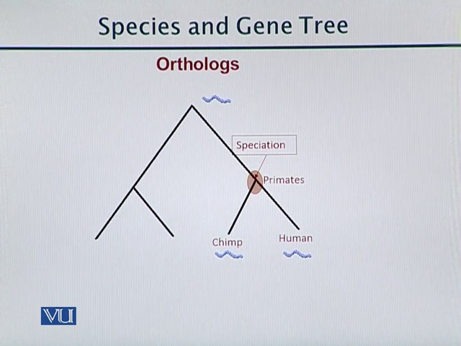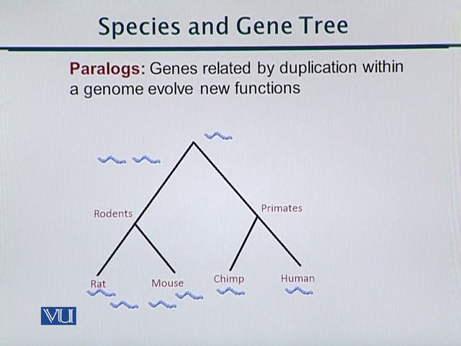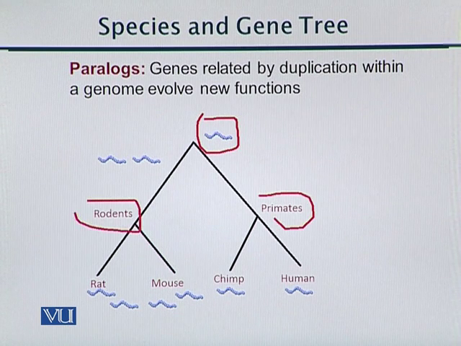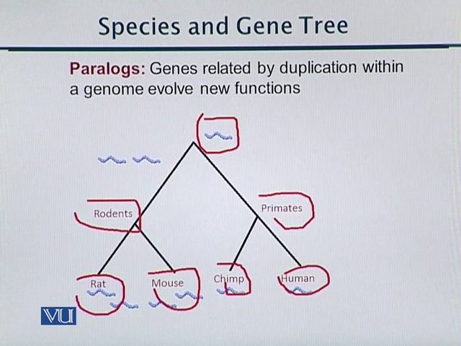After orthologs, we have another thing called paralogs. So what are paralogs? Paralogs are genes which are related by duplication within a genome, and they evolve new functions. So what is happening here is that although we have one common ancestor, which is shown here, we then have primates and rodents. They are from the common ancestor, but now we have chimpanzee and human, which are from the primates part, and rat and mouse, which are from the rodents part. Although all these four have the common ancestor, based on their gene duplication events, they have generated different species, which are shown in the last part.